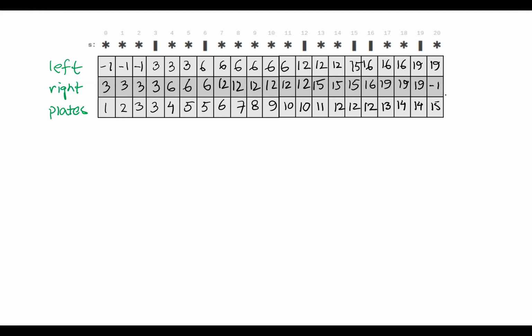Okay. Now, what was our query? The query was between 1 and 17, right? 1 and 17. So between 1 and 17. What is the nearest right of 1? You can see here, the nearest right of 1 is 3. Okay, so this is 3.